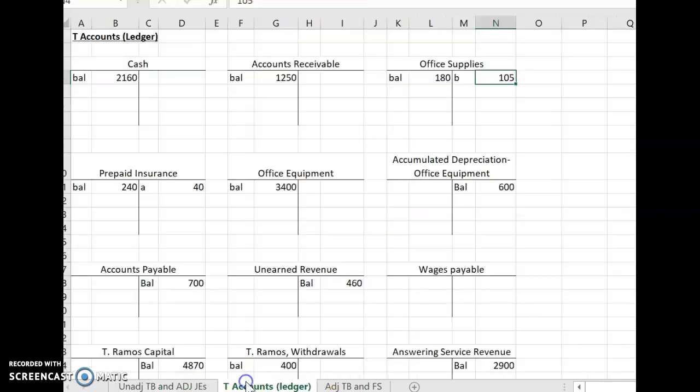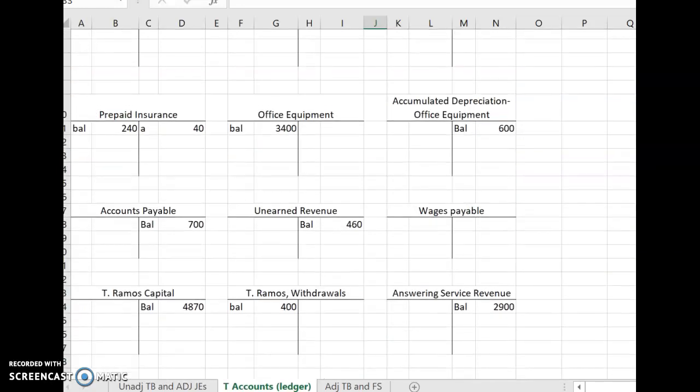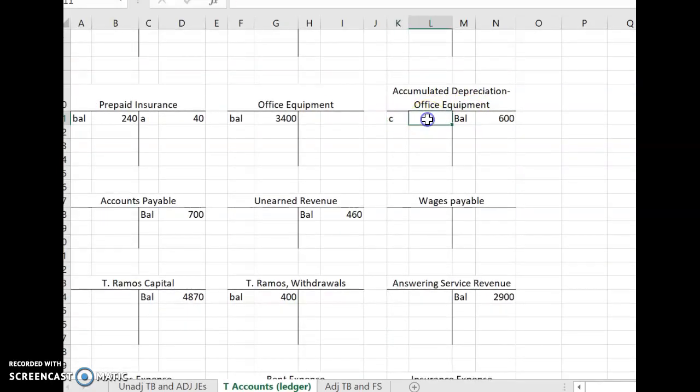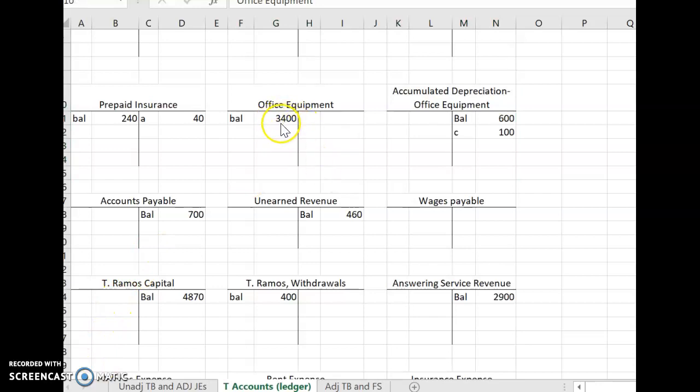Okay, and then we're going to go to depreciation expense, office equipment, and then go to accumulated depreciation. Should be over here. Should always be on the right side. So these accounts will always be looked at together. If you ever want to know the book value, look at the balance in office equipment and subtract out the balance in accumulated depreciation. You can see that these two accounts have opposite balances. Office equipment has a normal debit balance and accumulated depreciation has a normal credit balance.